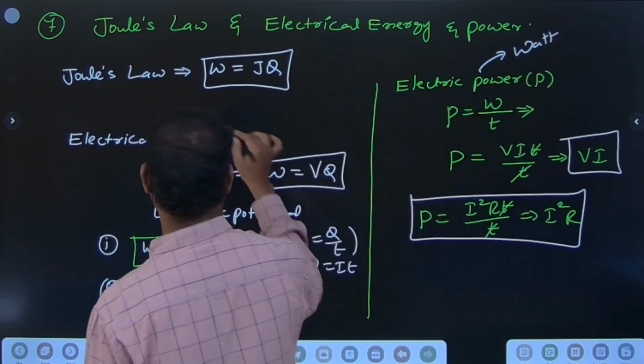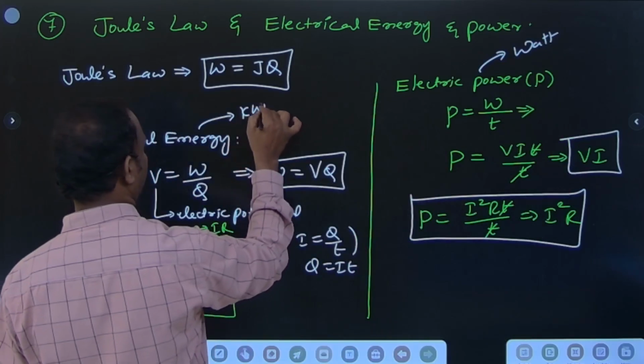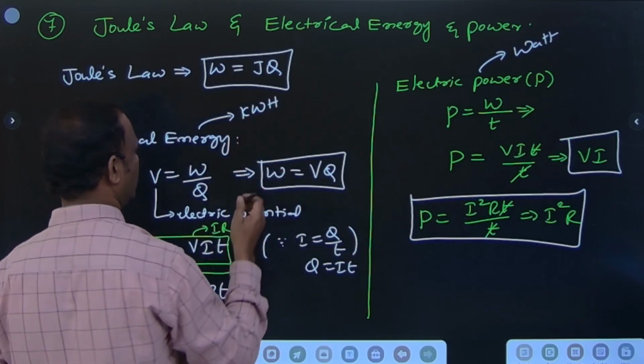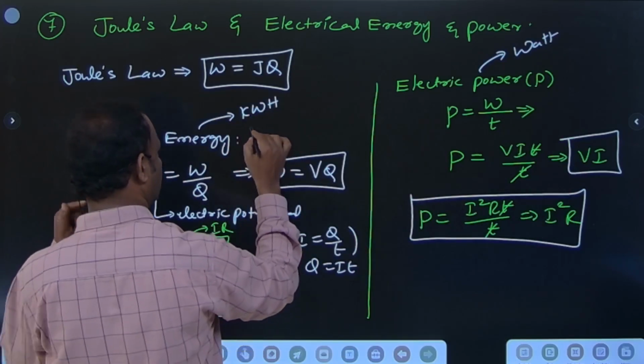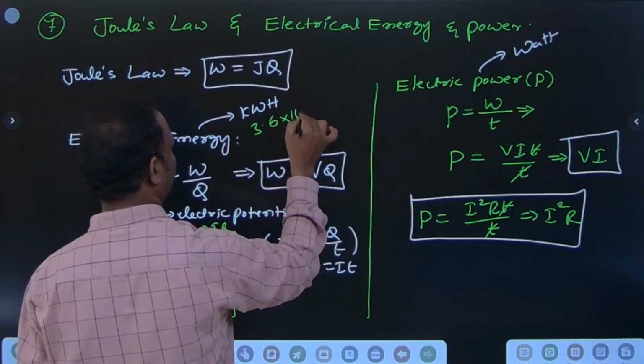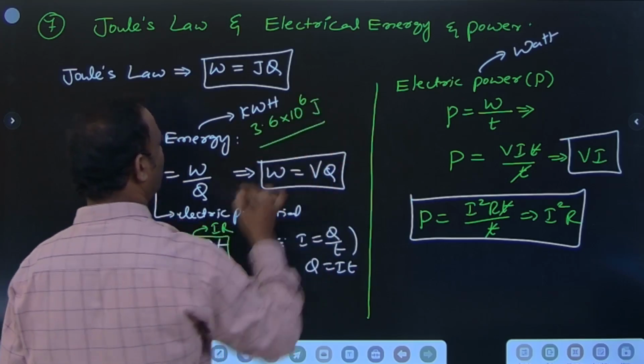Electrical energy is measured in kWh. That is 3.6 into 10 power 6 joule.